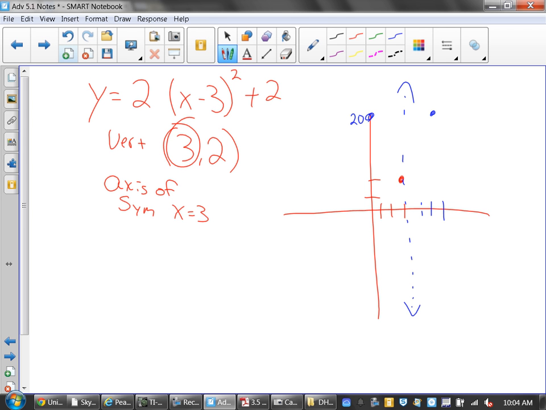So now I know where my curve is going. I have my 2 sets of ordered pairs, my symmetric twins, and I've labeled out vertex and axis of symmetry. 0, 20, and 6, 20. Not bad, is it? Notice how we're doing this without a calculator, by just doing a couple very simplistic steps. Okay? And then yes, ma'am.